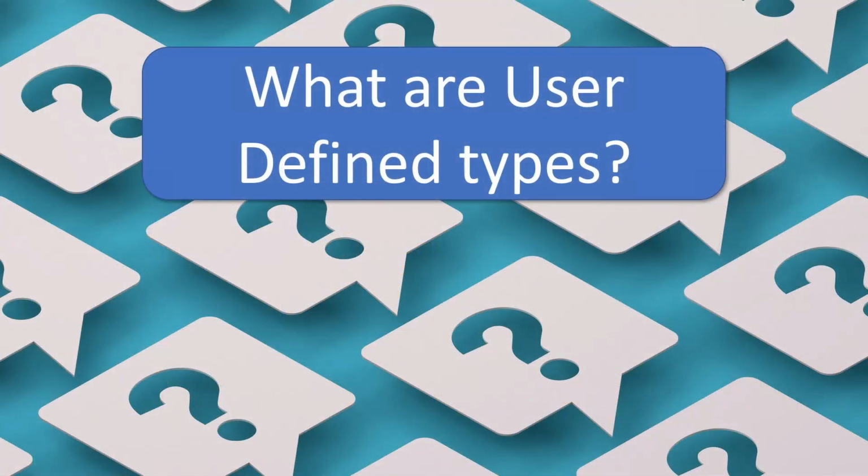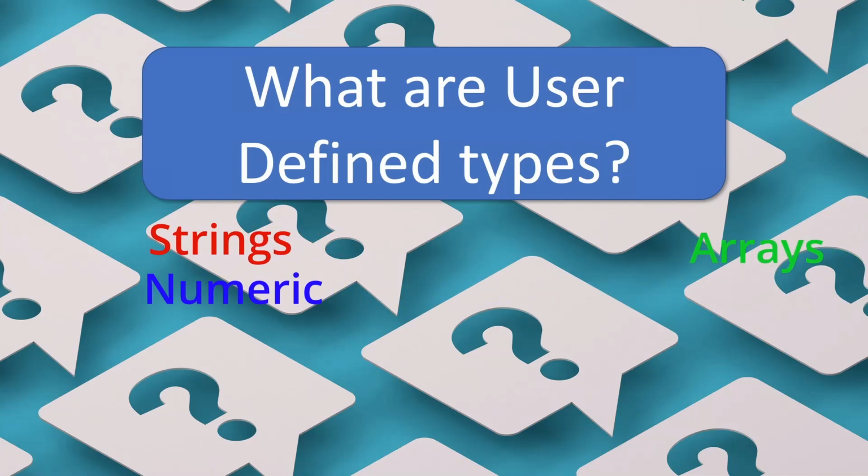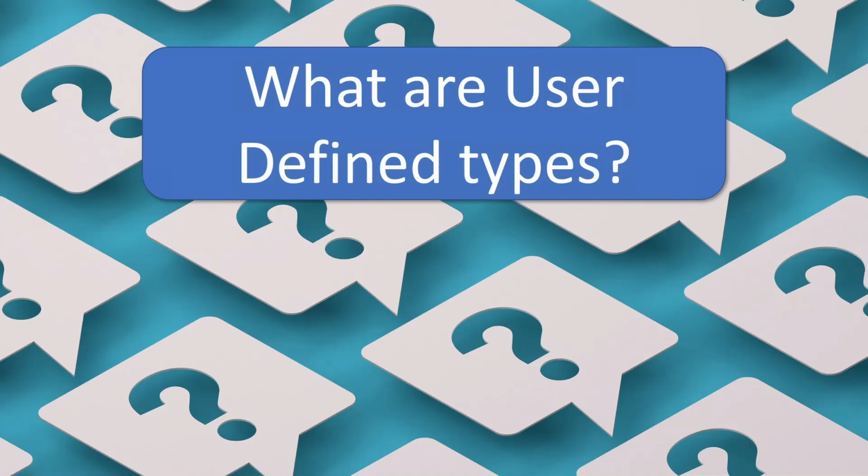So what are user-defined type variables, and how can I use them? In previous videos, we looked at both string and numeric variables, and followed that up with a video on string and numeric arrays. Today we are going to go one stage further and combine all of these in an array of user-defined type variables. PowerBasic, like many other programming languages, stores data in containers called variables.